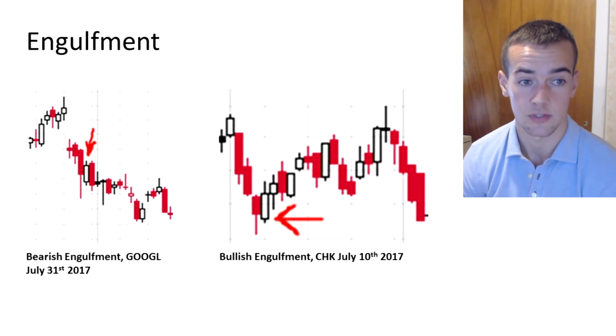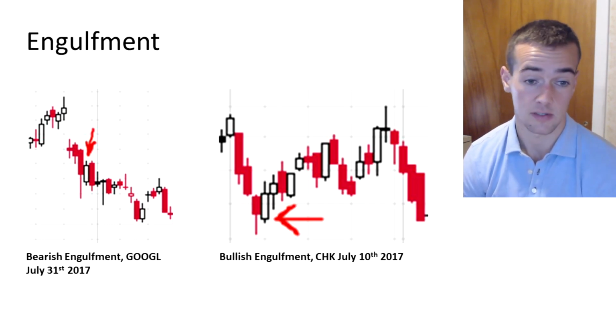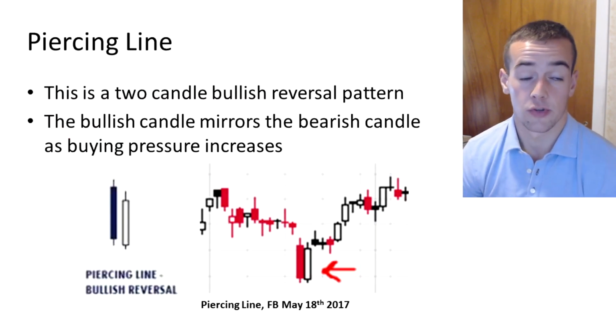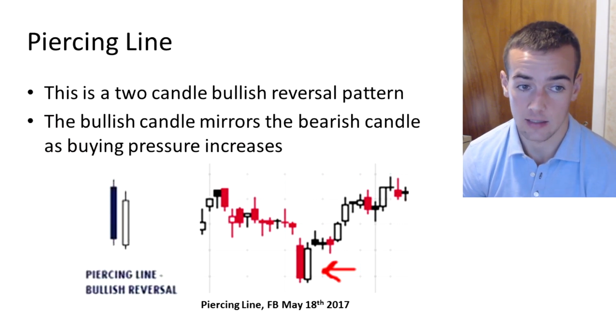So these are two examples of the engulfment pattern, and this is another important pattern to look for in candlestick charts. The next pattern is called the piercing line, and this is a two-candle bullish reversal pattern.